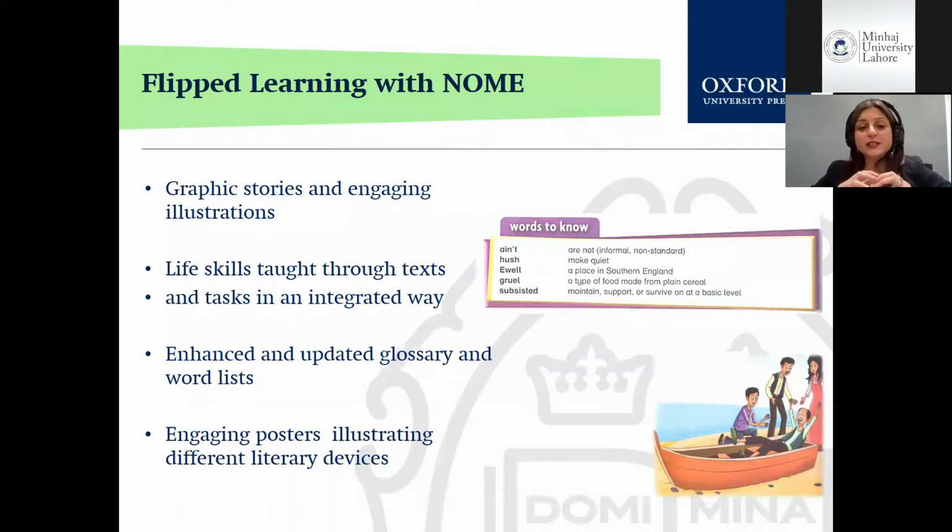बड़े अच्छे से इसमें mixture दिया हुआ है of a proper noun, a contraction, of an imperative verb, hush, subsisted, that's also a verb, maintain, support, or survive. Something, then there's an adjective. तो अगर आप देखें अलग-अलग parts of speech, words to know में दी हुई हैं. You can also point that out to the students.